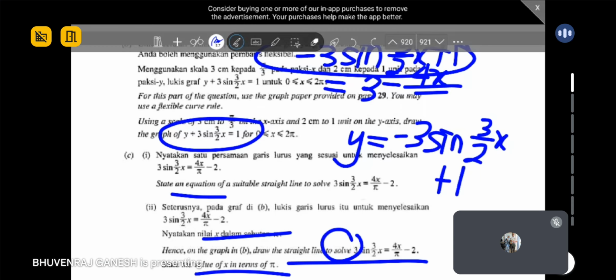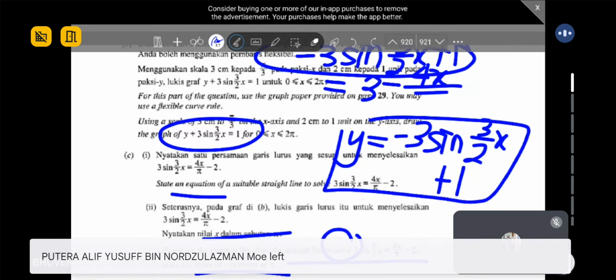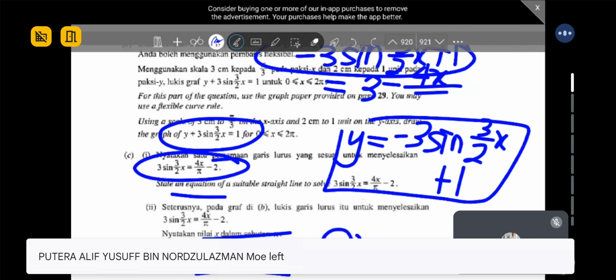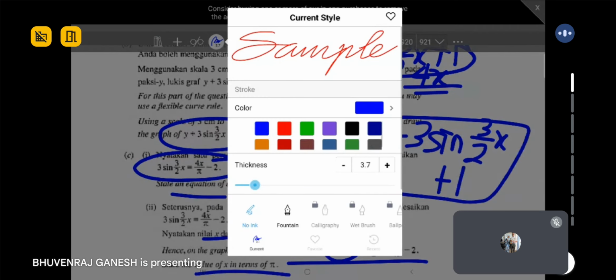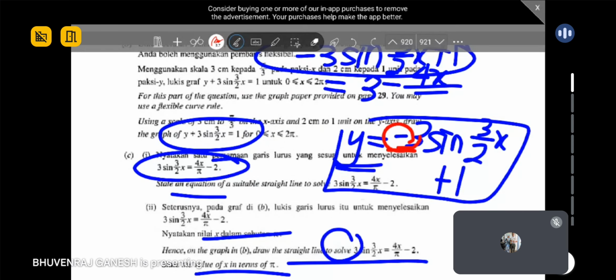So kamu tengok yang ni sekarang, dan bandingkan dengan yang ni. Okay, so apa kamu kena modify untuk dapat y? First, kamu nampak perbezaan dia apa? Negatif. Am I right? Tak ada negatif kat sini, kat bahagian ni. So negatif. Lepas tu, tambah 1. Macam tu lah kamu modify.